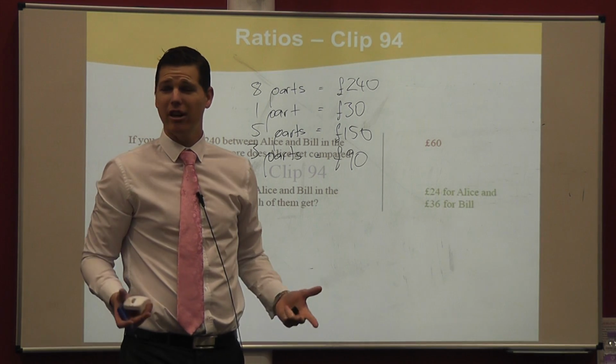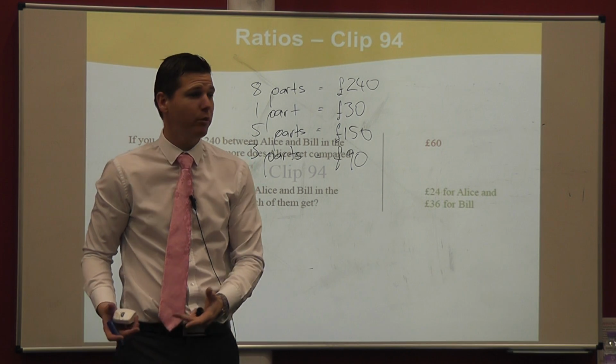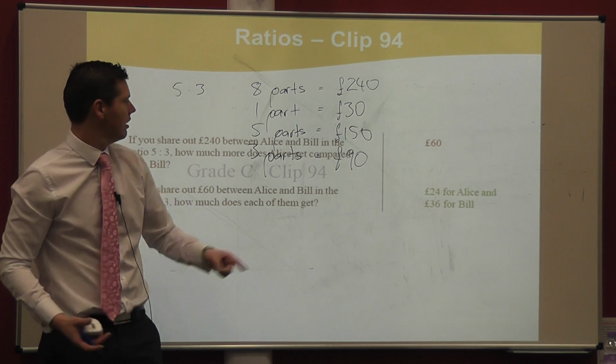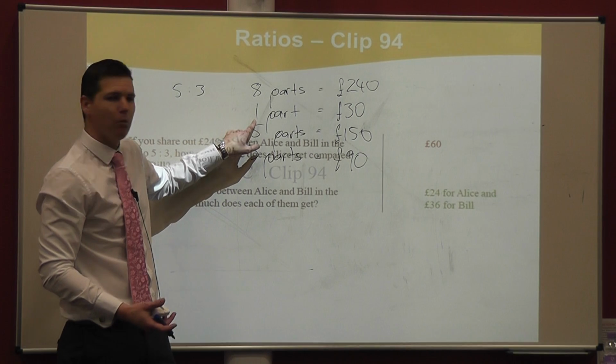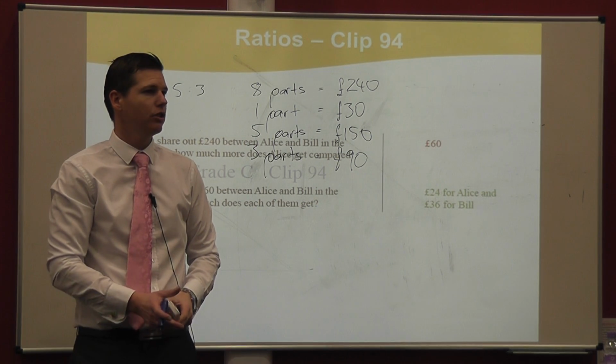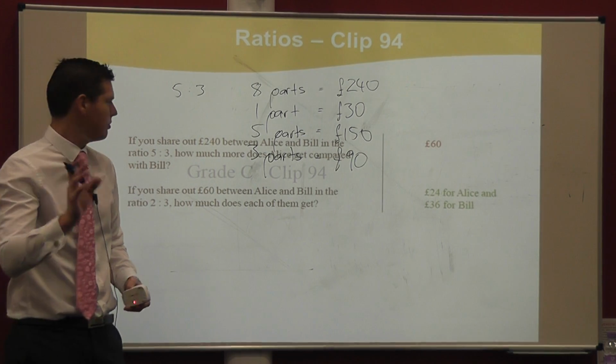So it's actually the unitary method. It works in a similar way to what we do with percentages. In percentages, I divide by 100 to get 1%. In this case, I divide by 8 to get 1 part. And once I've got 1 part, it's easy to find however much I'm after. So ratios are the same as percentages.